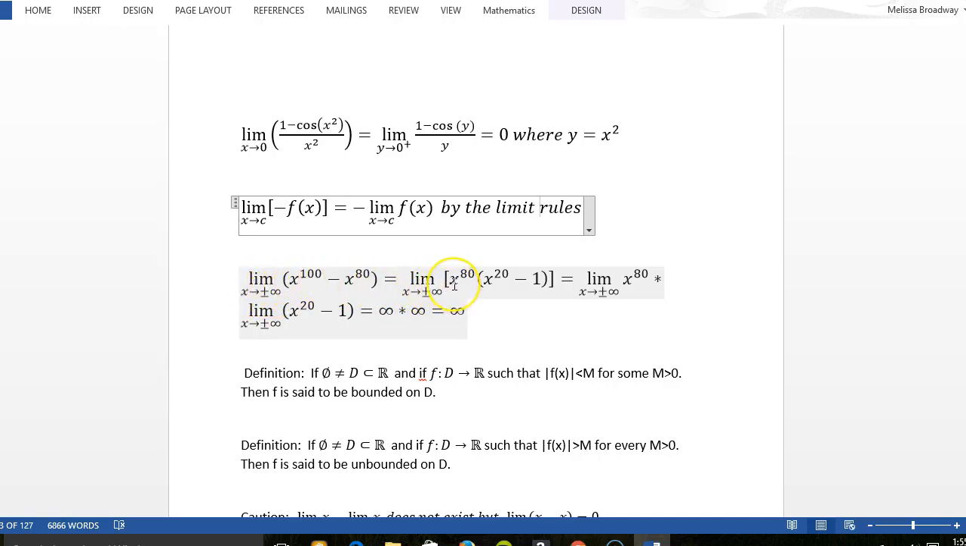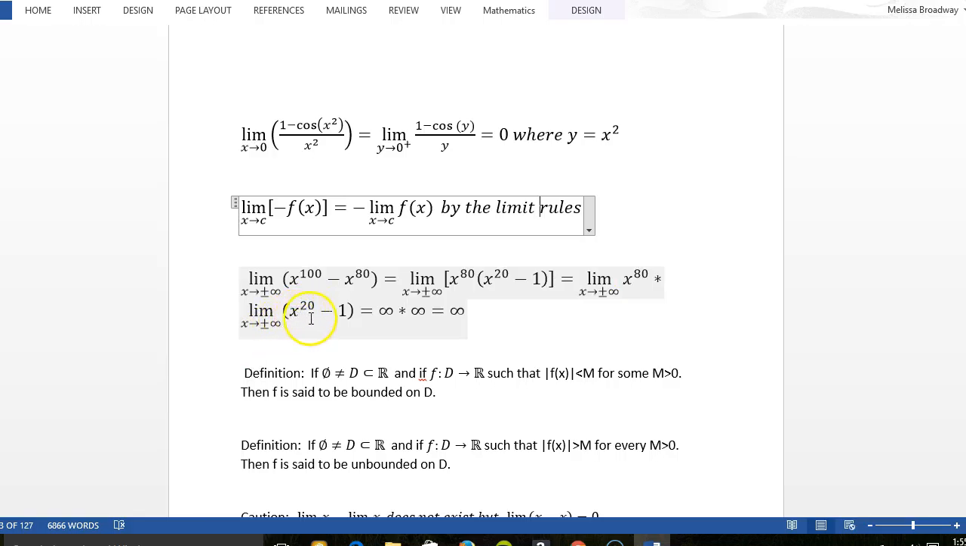Now the trick is to filter out x to the 80. By the rules that I laid down a while back, the limit of the product is the product of the limits, as long as you don't have one of these going to 0. It's okay for one of these to go to infinity as long as the other does not go to 0. We don't want infinity times 0, but otherwise we're good. And in fact, that does not happen, so we can break these apart. These individual limits are both going to positive infinity, because x to the 80 goes to infinity and x to the 20 goes to infinity.